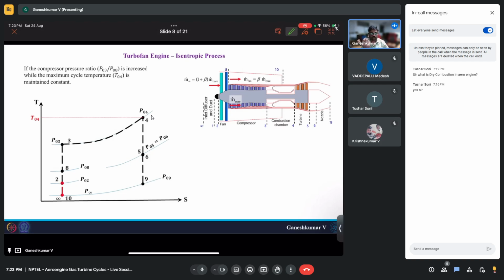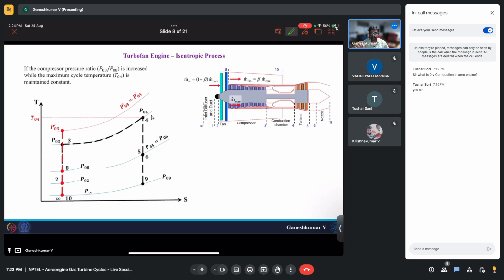If I want to draw a TS diagram, again from infinity to 2 you will have a pressure rise. Across the fan, you will have another pressure rise. And from 8 to 3 dash, let's say it's P dash 03, which is higher than P03.